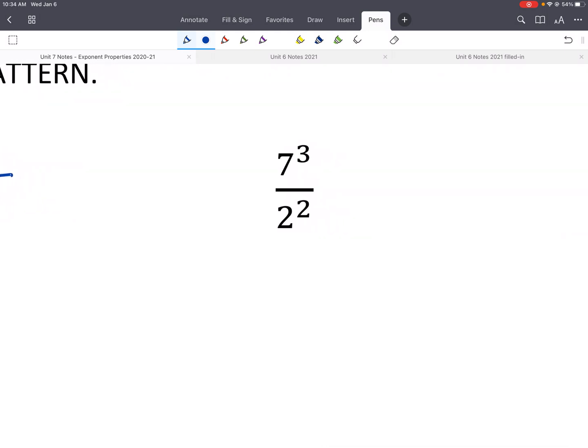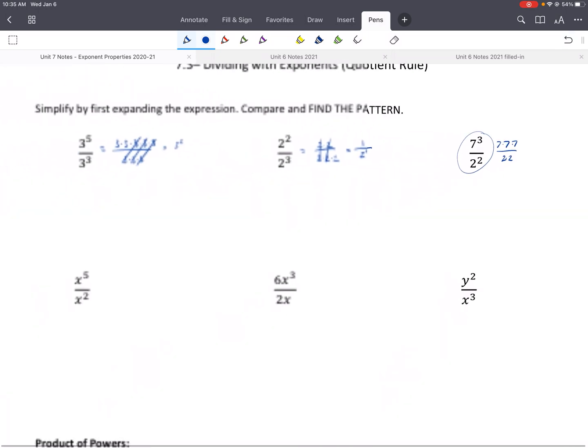And here we have 7 times 7 times 7, and on the bottom we have 2 times 2. So here again, these are not like bases. Obviously we can't cancel a 7 and a 2. So that would be all done. We can't simplify that further.